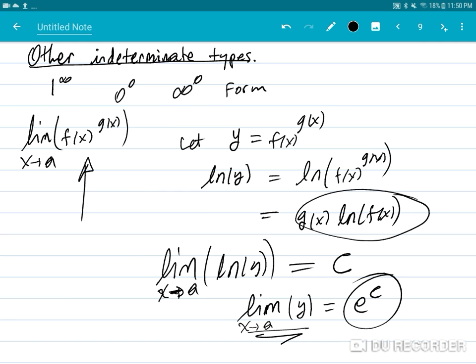Okay, so I will do a couple more examples, two similar examples on this, in the next two videos.